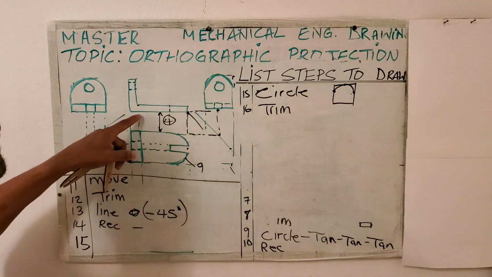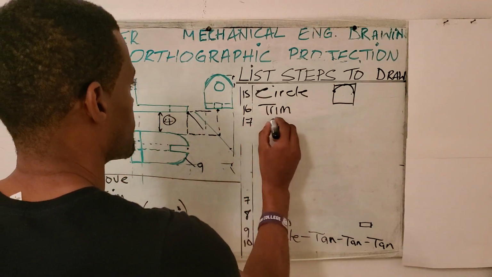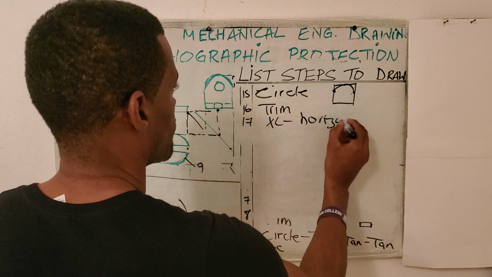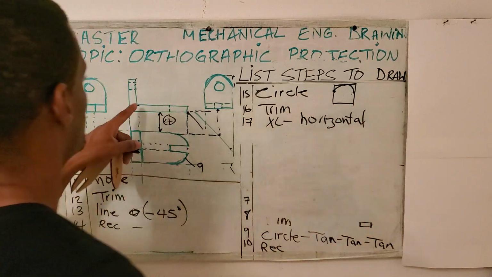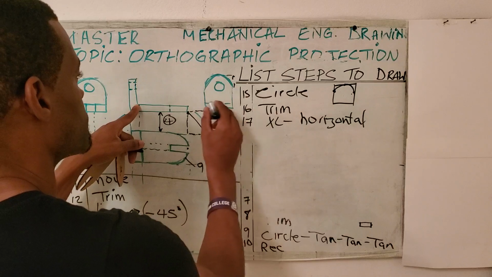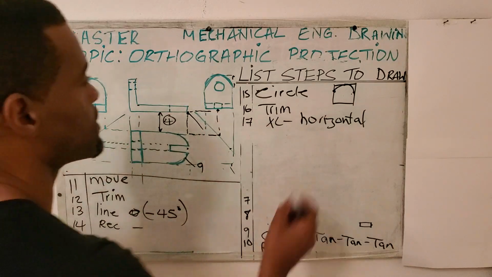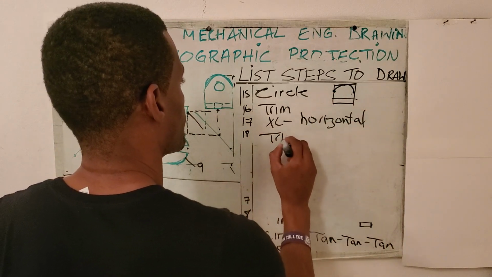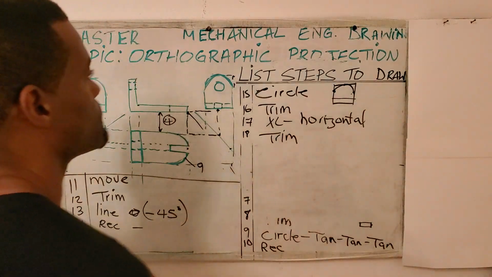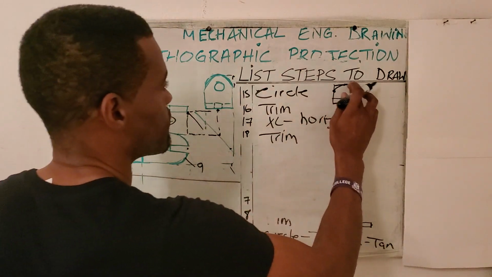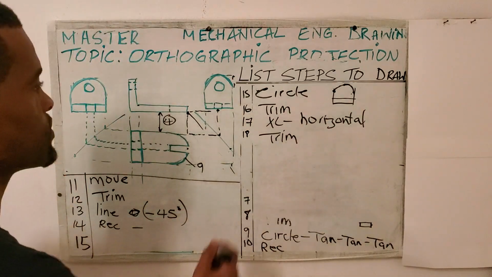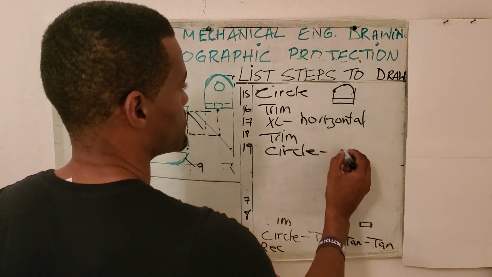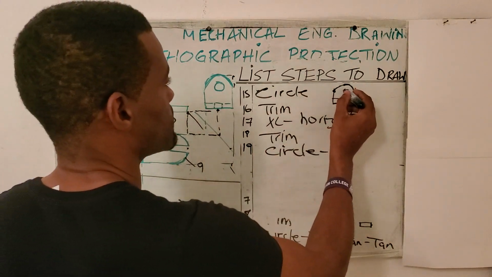I would then use XL, horizontal, touch right here to get this line right here. Then I would trim to remove that part of it. So this would be my this. I would then use circle, to get this circle, to get the center of the circle right here.